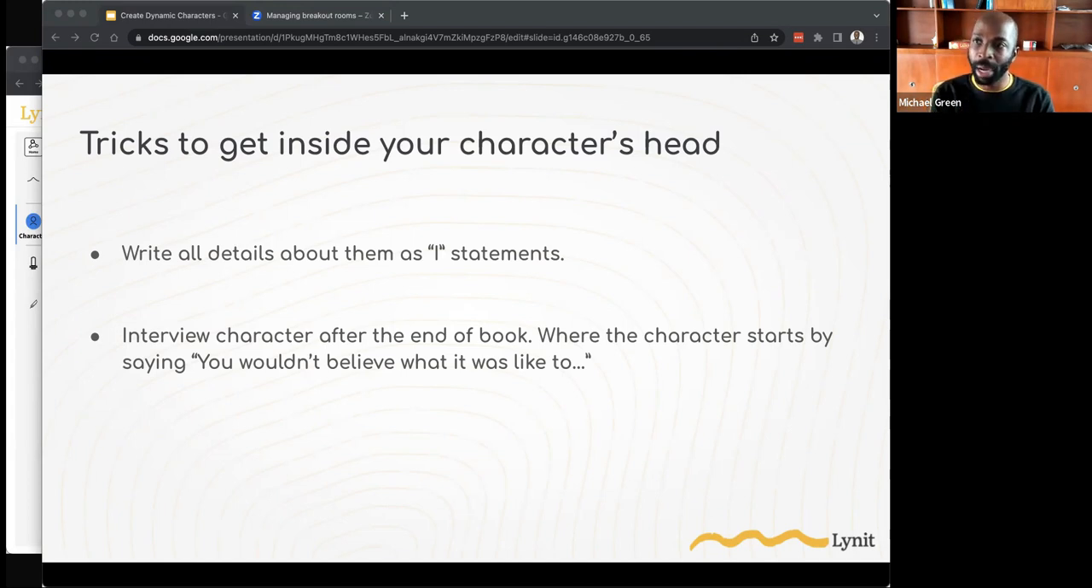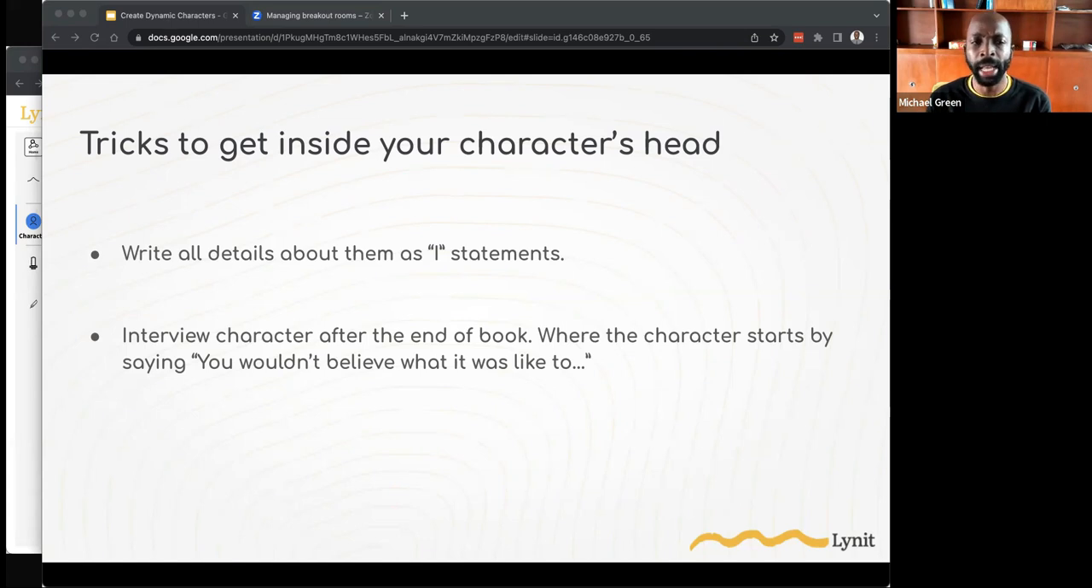But if all of the details and notes that I write about this character are written as I statements, when I'm reviewing or referring to my notes, I'm already in the character's voice. So I'm always in it. Anytime I'm looking at anything about the character, I'm in their voice.